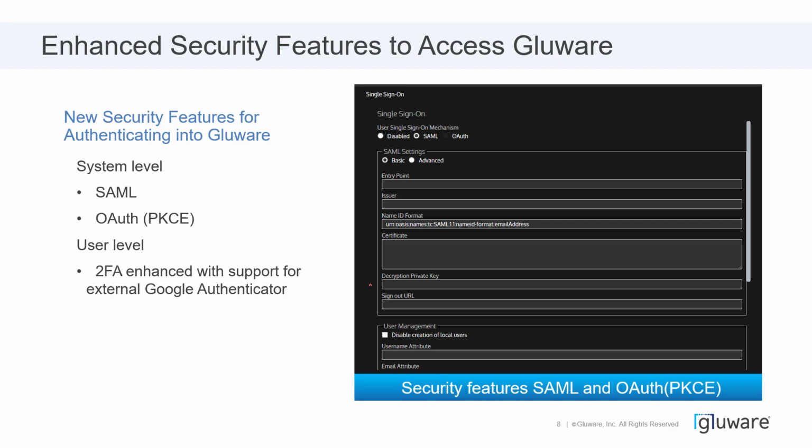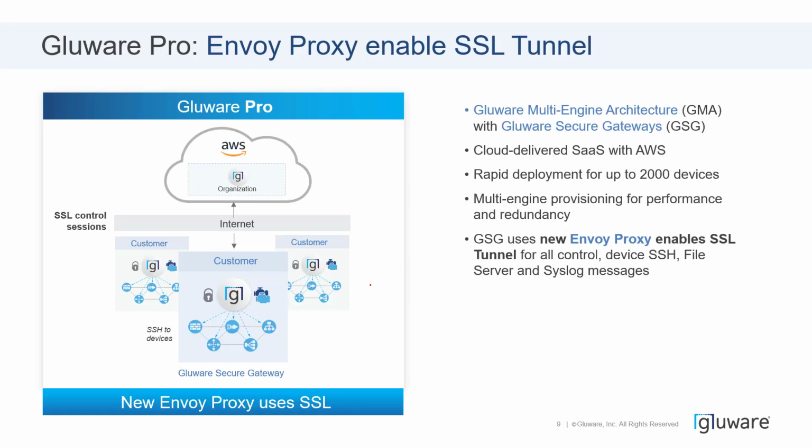First, at the system level, you have the opportunity to choose SAML or OAuth, also known as PKCE, and define the parameters there required to turn on that system level authentication. Another option is we've enhanced the 2-factor authentication on a user level that now supports external authentication. So now we work with the Google Authenticator, where once you've enabled 2FA, you get a barcode that drives you to Google that gives you a PIN, and then you sign into Google with that PIN. So new enhancements to improve security, accessing, logging into Gluware.